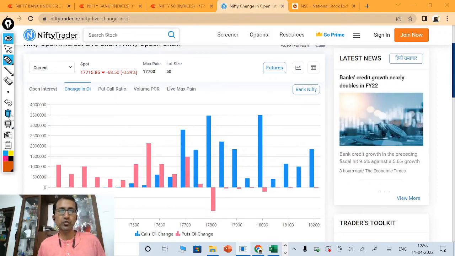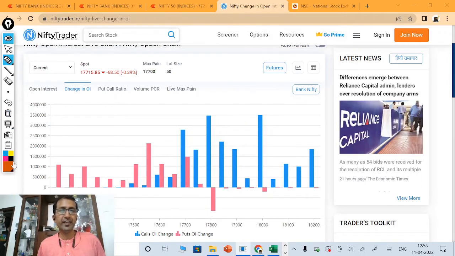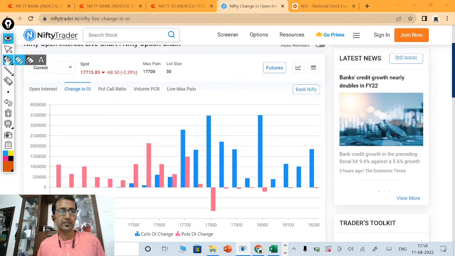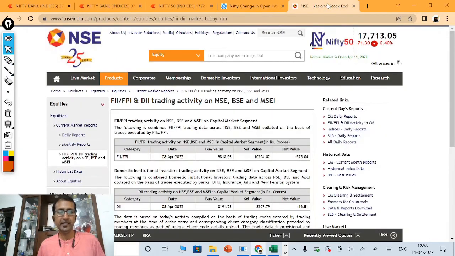Now let me come to the FII data from the National Stock Exchange. What is the FII data indicating? This is the data for 8th April, and we had the weekend holidays. On 8th April, we can see FIIs were sellers and DIIs also were sellers, but marginal. So we cannot draw any conclusion from that.